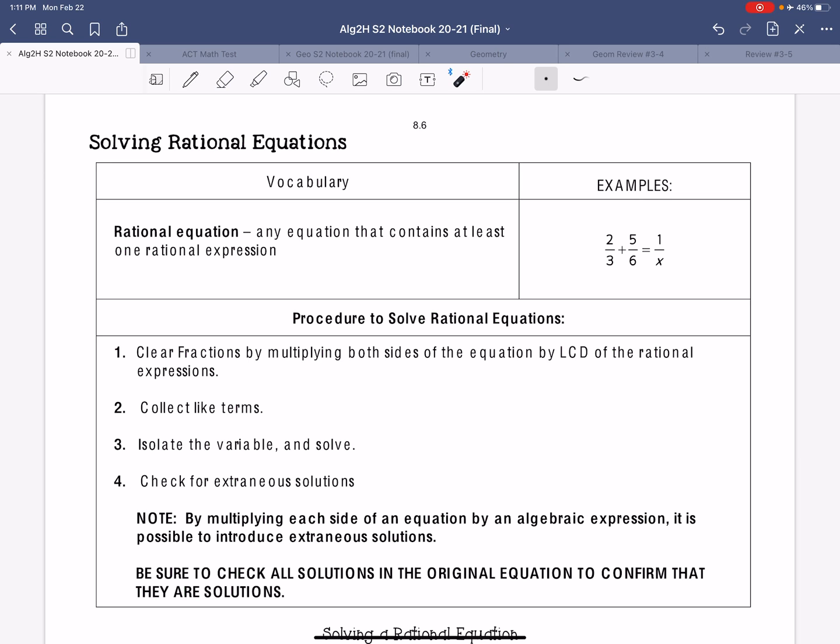A rational equation is any equation that contains at least one rational expression. Remember, a rational expression is just a fraction with x's in the numerators or the denominators. In the first example, our rational expression is 1 over x. Since this has a rational expression in it, it is a rational equation.